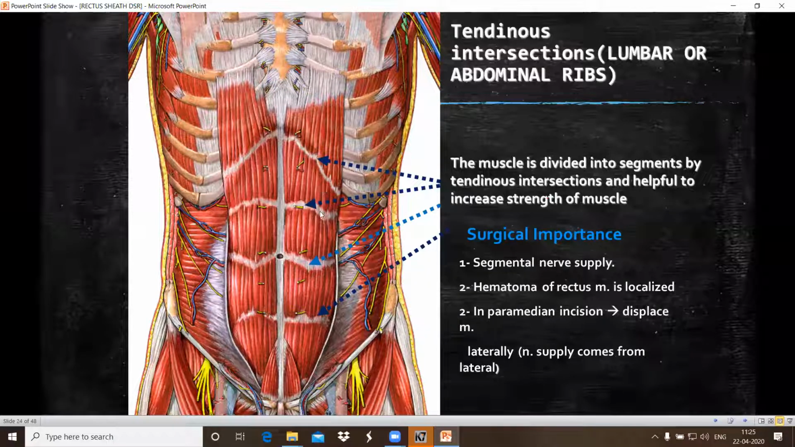Why should these tendinous intersections be there? Because of the presence of these tendinous intersections, the muscle is divided into small, shorter segments. Because of this, the power and strength of the muscle is increased during contraction. So what is the function of the tendinous intersection? It increases the power and strength of the rectus abdominis muscle during its contraction.